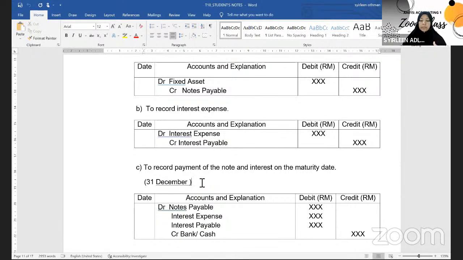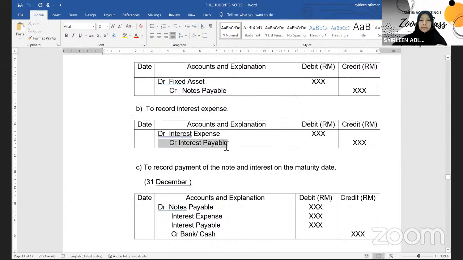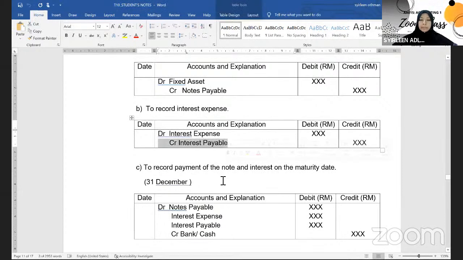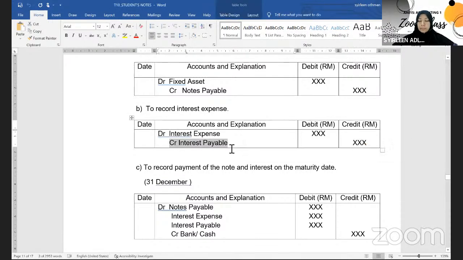Okay, so you need to record whenever you reach the closing date of a certain accounting period. But at that moment you are only recognizing the interest expense, belum buat bayaran lagi. So that is why kita akan credit interest payable. All right, so when are we going to make payments for this interest payable? This interest payable will be paid together with the principal on the maturity date.